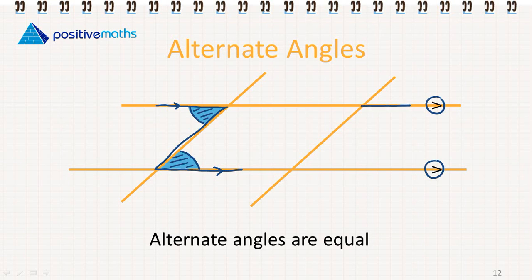We can also extend that Z shape, and again the angles are equal in measure. So we're looking for this kind of classic Z shape with parallel lines, or this extended Z shape, again with parallel lines. The angles that are shaded in blue are equal, and the angles that are shaded in orange are also equal.